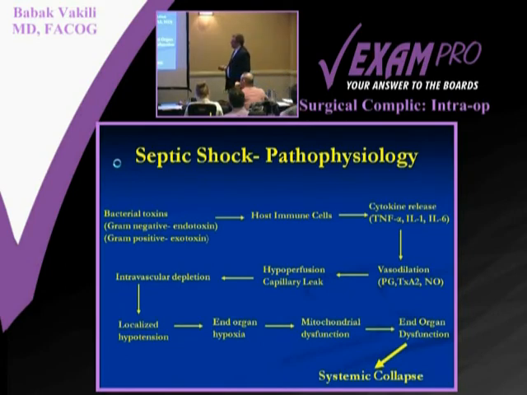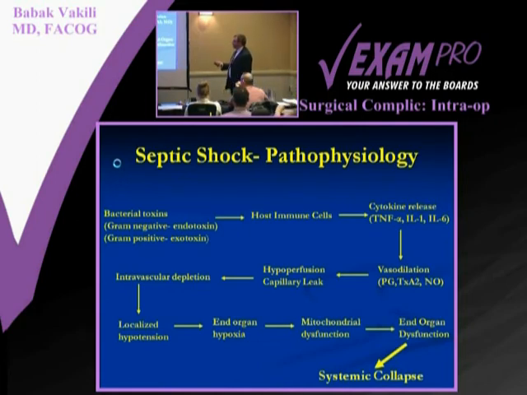You get then intravascular depletion because your blood is now filling these beds all over your body that don't usually need this much fluid. You get a localized hypotension in the organs, so because you're not perfusing your kidney, your liver, your lungs well, they start to become hypoperfused. They become hypoxic. The hypoxia results in mitochondrial dysfunction, and that kills your cells. You get end organ dysfunction. And eventually you get systemic collapse. So this is the process, okay?